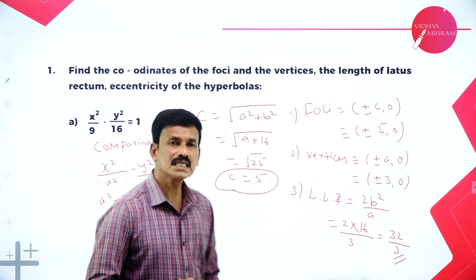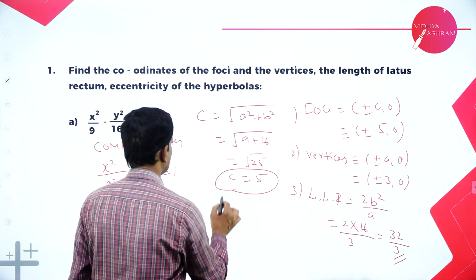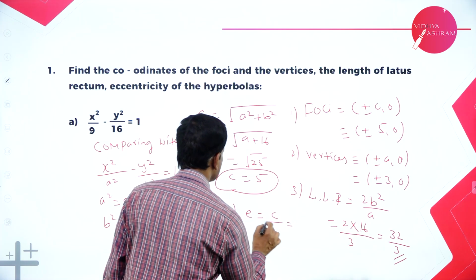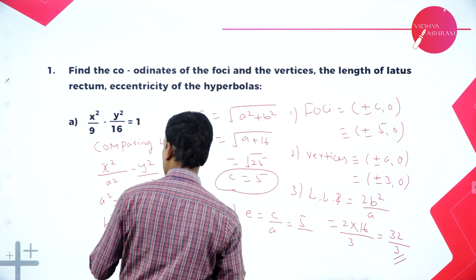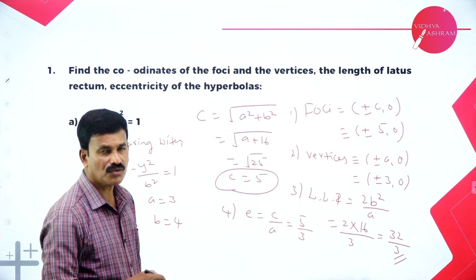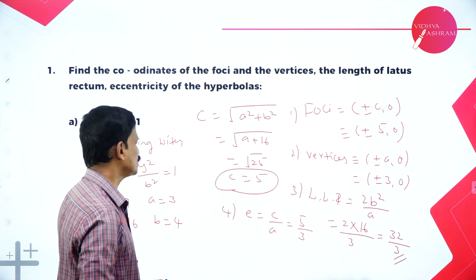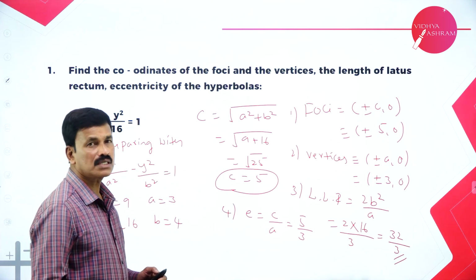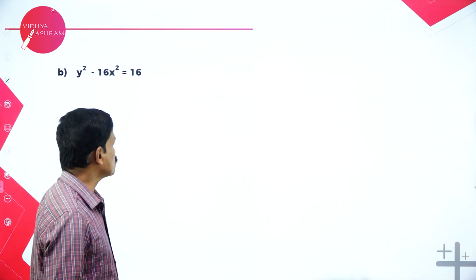Now, the eccentricity. The eccentricity of the hyperbola, e is equal to c by a. What is c? c is 5, divided by a. a is equal to 3. So, eccentricity is greater than 1 here. So, 5 by 3 is the eccentricity. Hope you followed. Very simple for 2 marks or 3 marks. Now, similarly, move to the next problem.